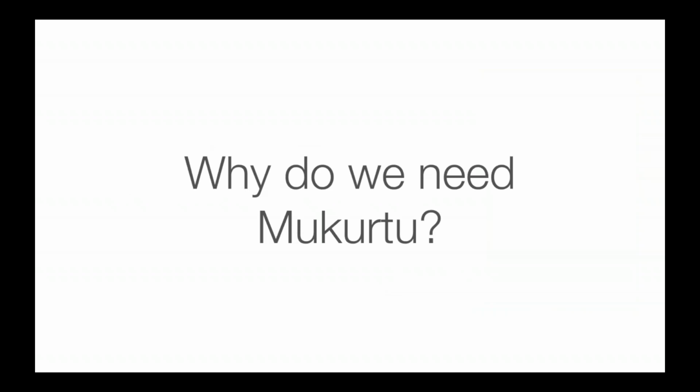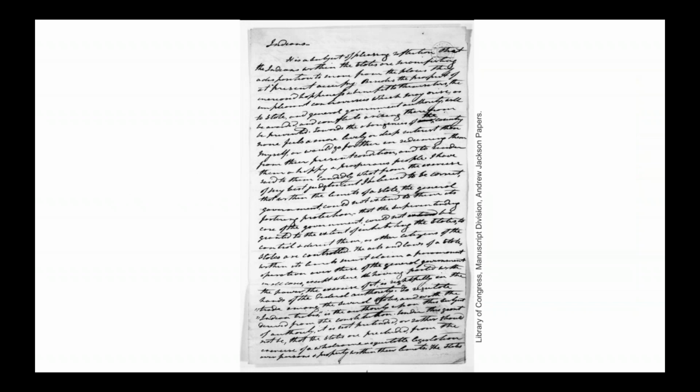Okay, so let's take a look at why we need Mukurtu with some examples in action. This image is the second annual message from Andrew Jackson regarding Indian affairs from December 6, 1830. Andrew Jackson signed into law the Indian Removal Act on May 28, 1830.